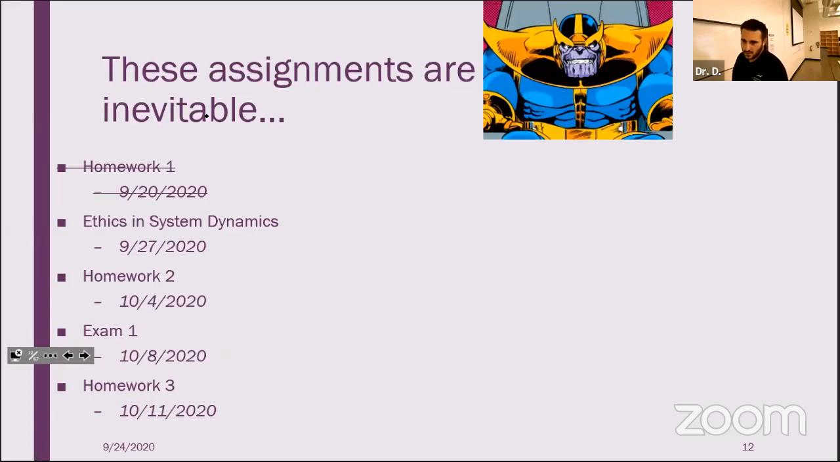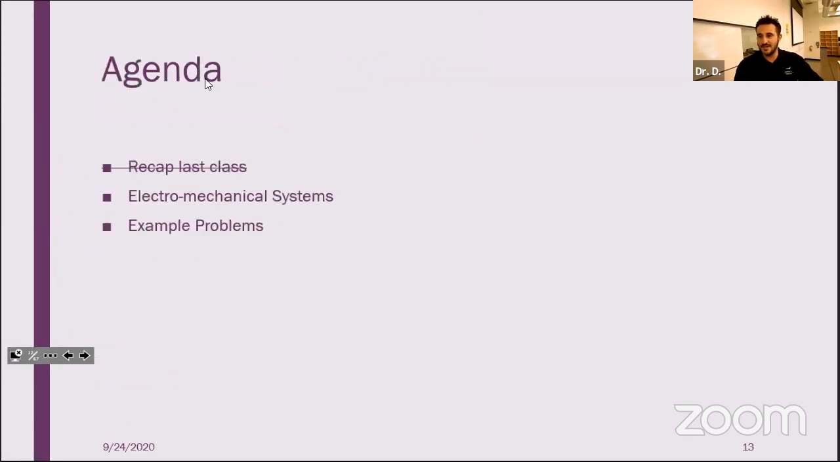Ethics paper due on Sunday, homework due a week from Sunday, exam 1 on the 8th, and homework 3 on the 11th. Just so you guys know, next week on Tuesday, half of you will be in class, so that's most excellent. On Tuesday, we're going to tie a bow on electrical and electromechanical systems, and on Thursday next week, we are going to jump into thermal and fluid systems. That is the plan. I know the hits keep coming. The greatest hits, GCU greatest hits.